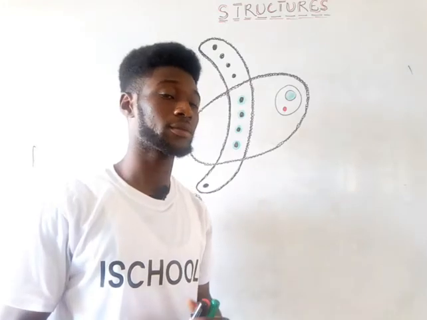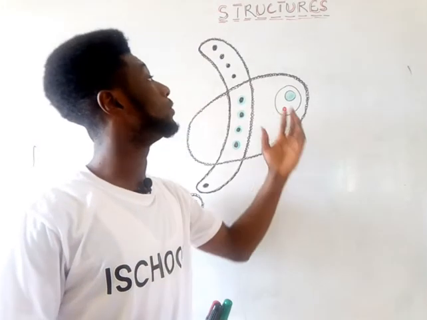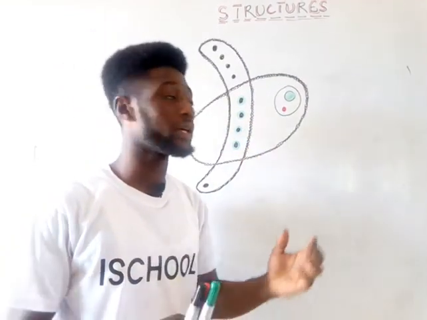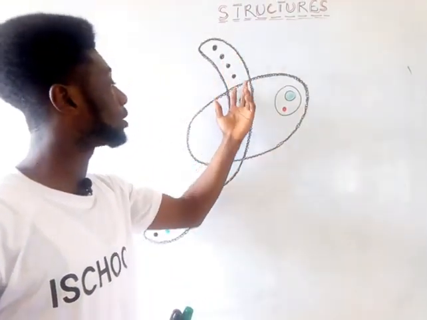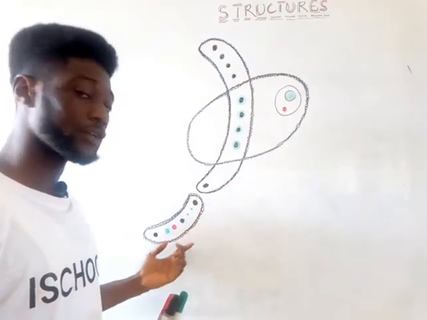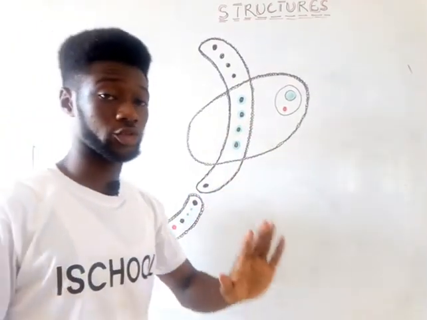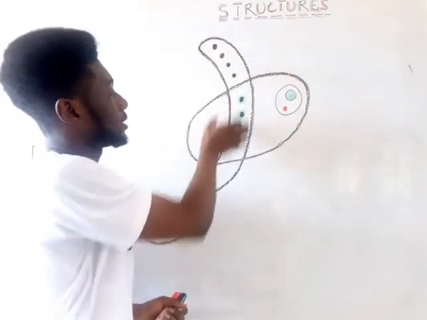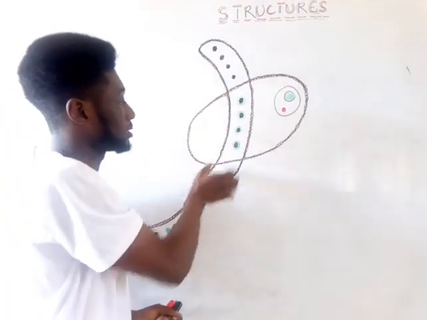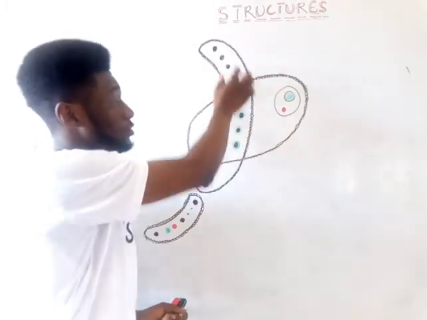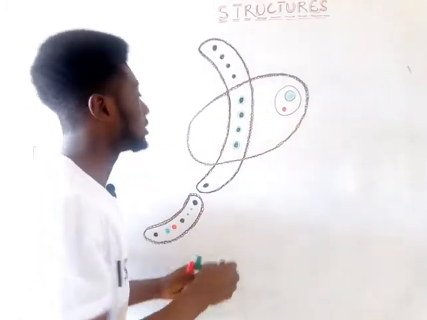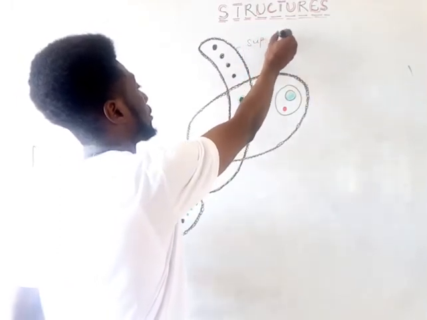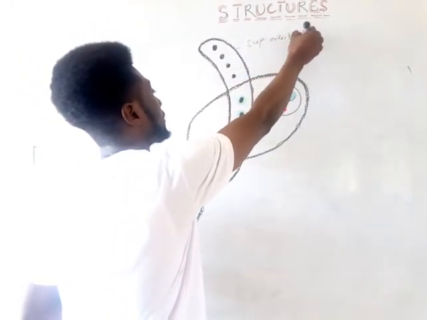Hello, welcome. Here we consider the structures passing through the superior orbital fissure, the inferior orbital fissure, and the common tendinous ring. This thing you're seeing here is the superior orbital fissure. It's labeled as the superior orbital fissure.